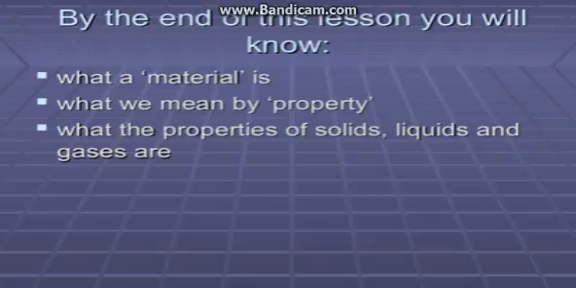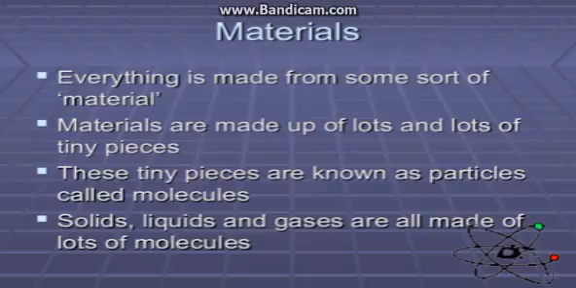By the end of this lesson, you will know what a material is, what we mean by property, and what the properties of solids, liquids, and gases are. So here are materials. Everything is made from some sort of material. Materials are made up of lots and lots of tiny pieces. Think of it this way. This is kind of like matter. No, this is atoms we're talking about right now.